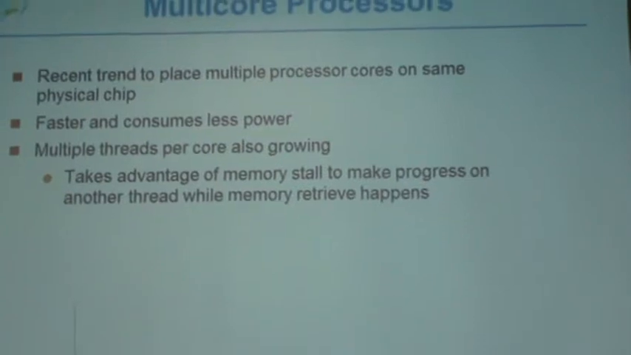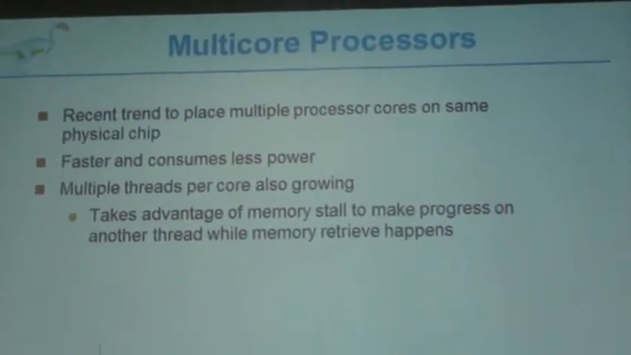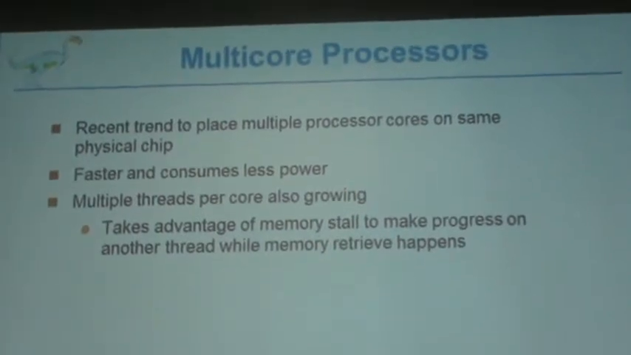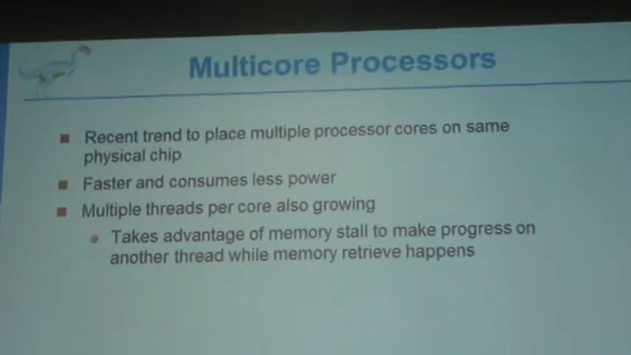Multi-core is basically the same idea as the multiprocessor case, but it's faster and consumes less power because all the cores are in the same chip. So nowadays multi-core processors are the norm.